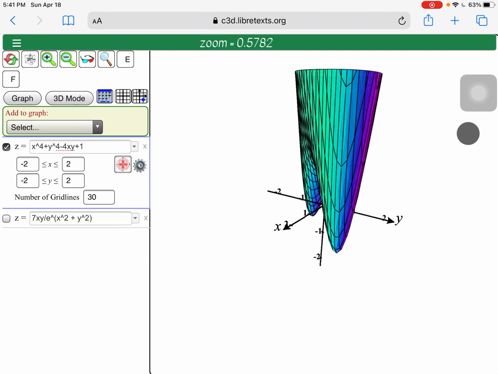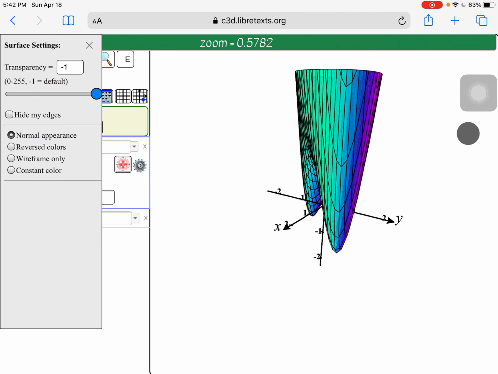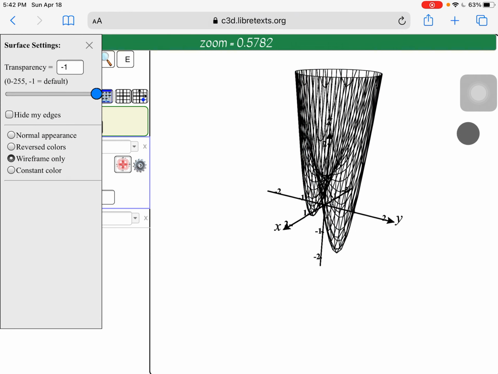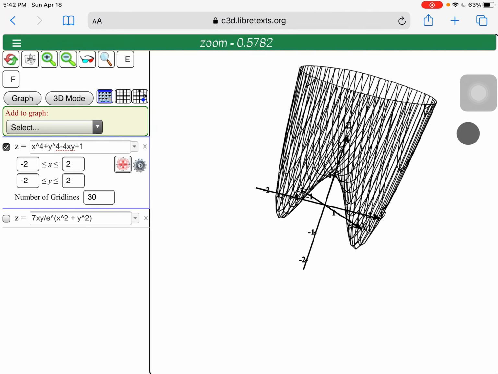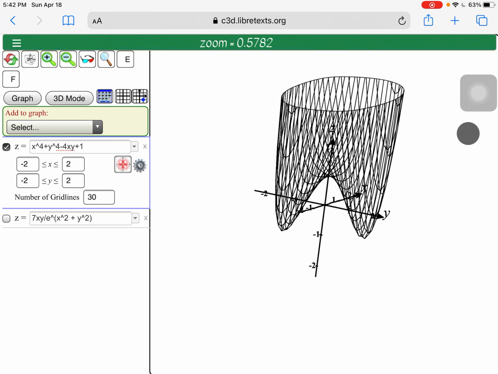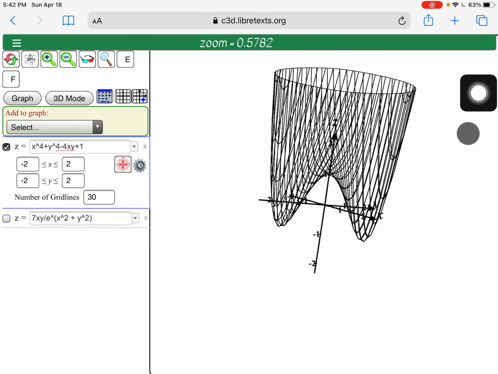But let me show you then the saddle points. So I'm going to put wireframe only, and that at least helps us to peer in here. So if I look at the function from this angle, you can see very clearly this almost like parabolic, opening down parabola. And just to make sure, this is the point 0, 0, 1. You see the 1 there for z.